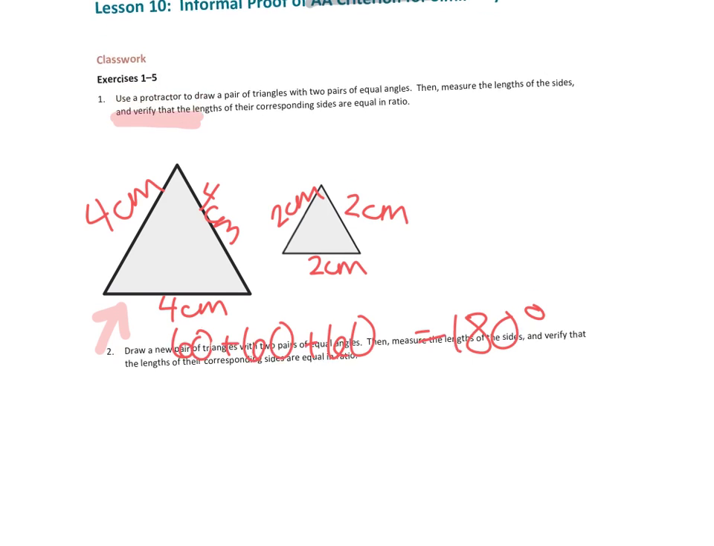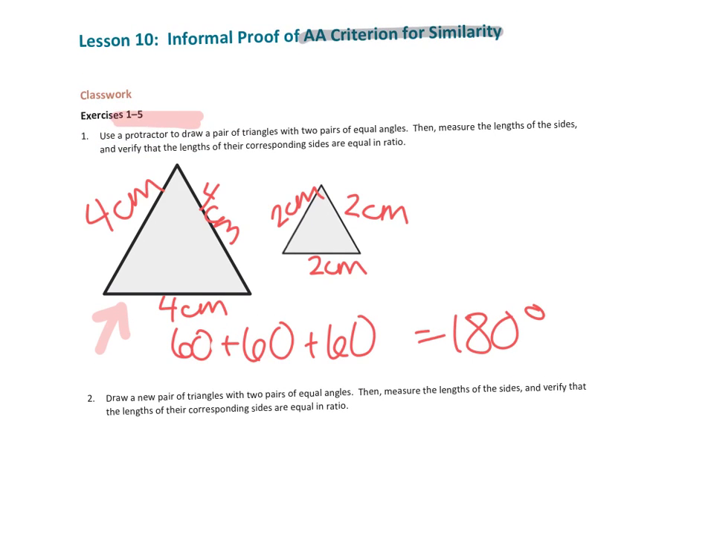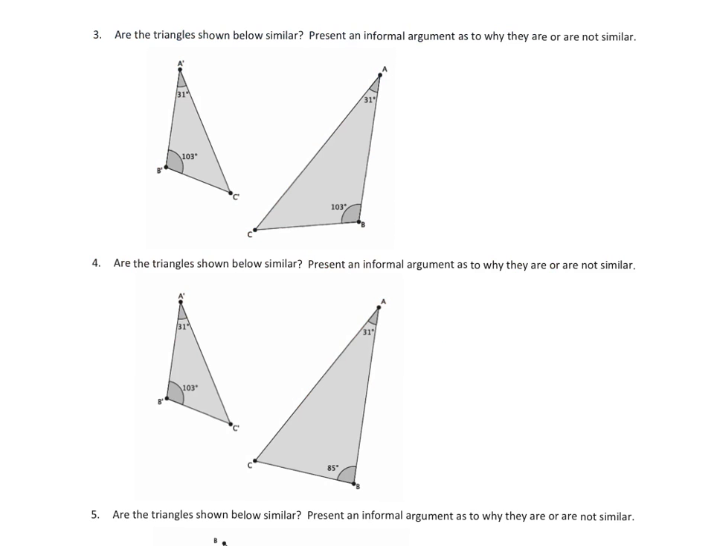Now if I were to move on and draw 2 new pairs of triangles with 2 pairs of equal angles, then measure the sides, I would find that the third side is proportional.